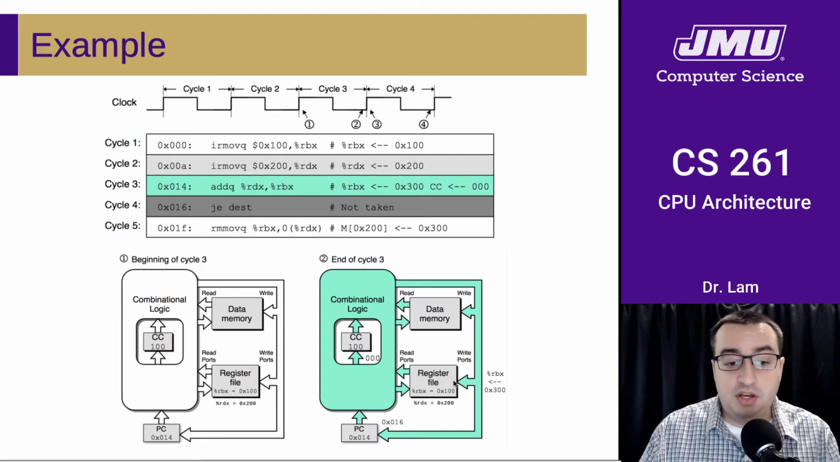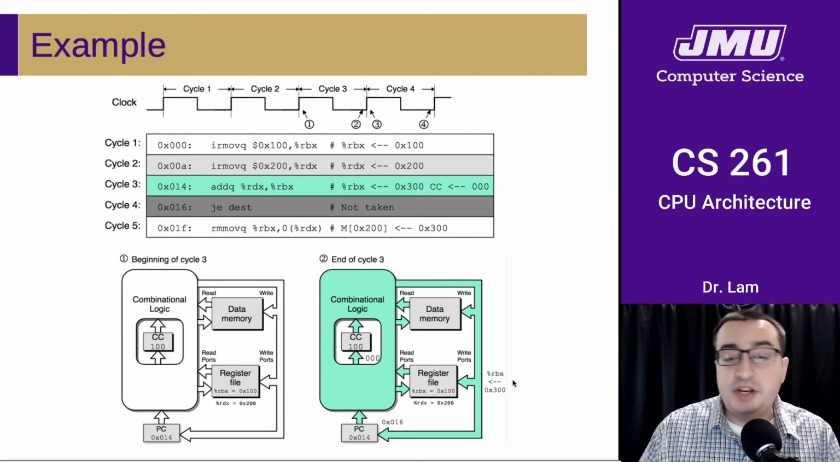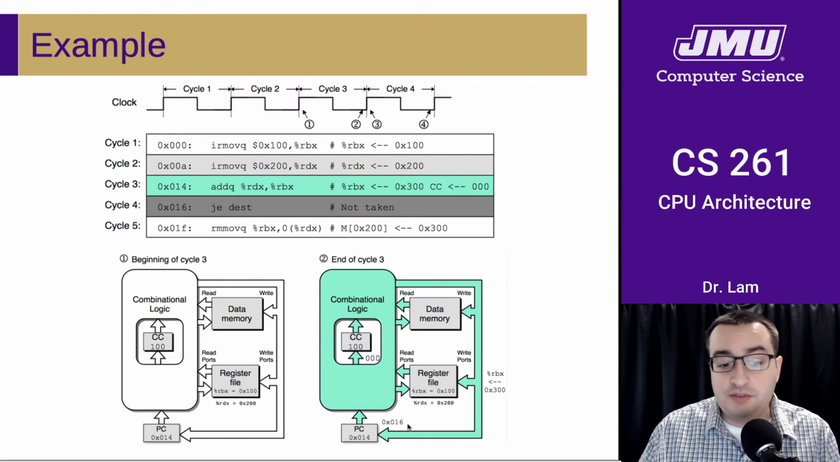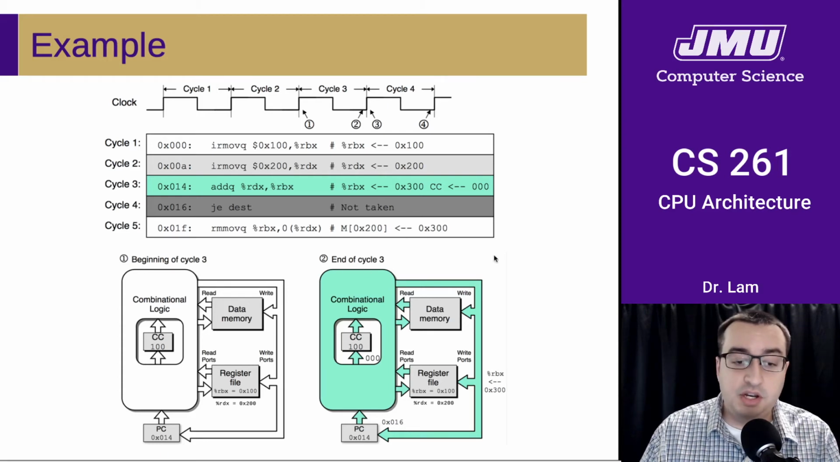And remember that the clocked register inside of the register file has been holding the old version of RBX this whole time so that we could use it as we're running all this combinational logic. But now we have a new value of RBX, and we also have a new value for the program counter that we calculated as part of this combinational logic.